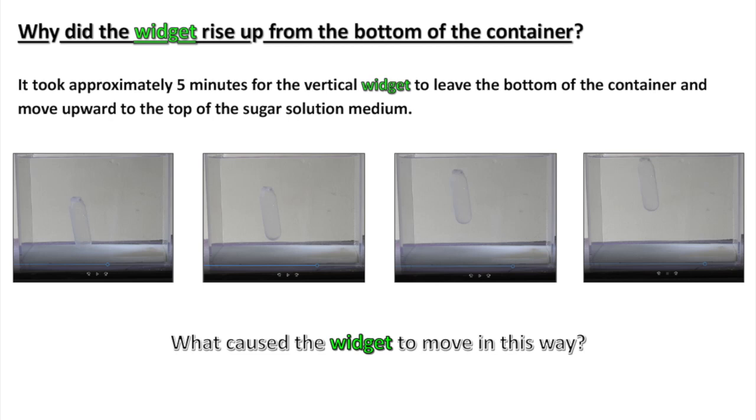Why did the widget rise up from the bottom of the container? It took approximately 5 minutes for the vertical widget to leave the bottom of the container and move upward to the top of the sugar solution medium. What caused the widget to move in this way?